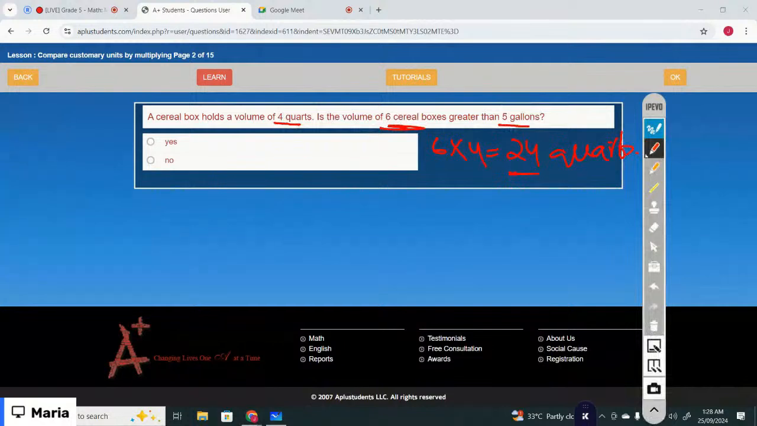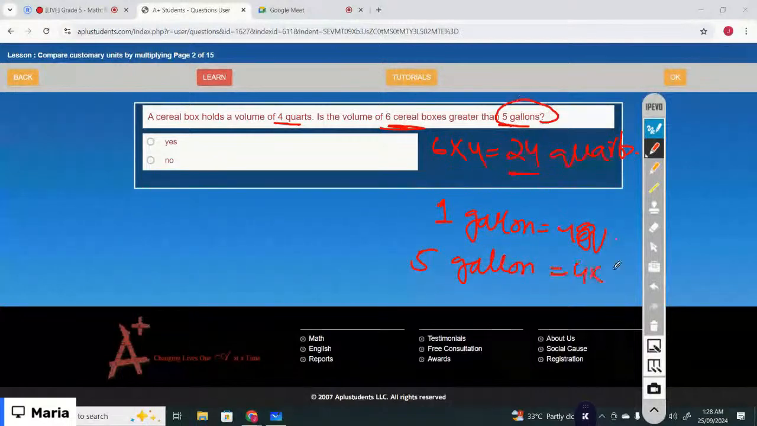So 1 gallon equals 4 quarts. You have to compare them to 5 gallons. So 5 gallons equals 4 times 5, that is 20 quarts. So is 24 quarts more than 20 quarts? Yes. Got it? That means 24 quarts is more than 5 gallons.